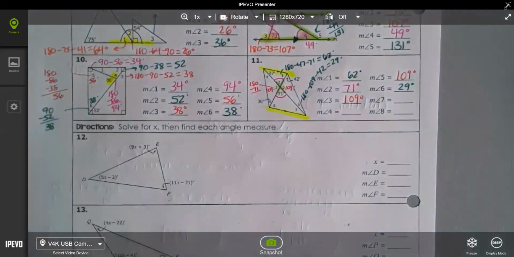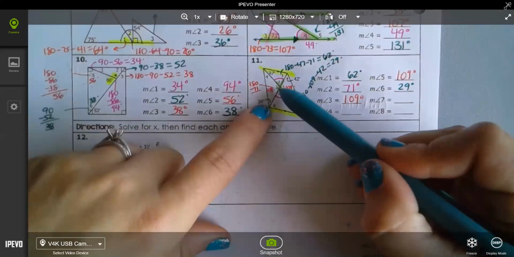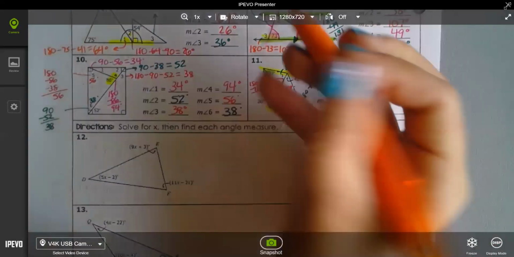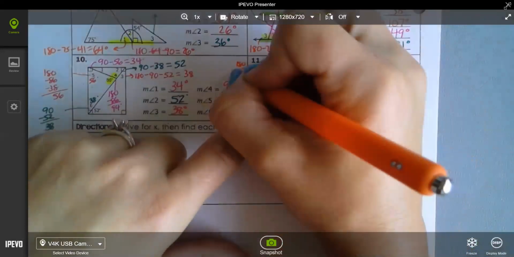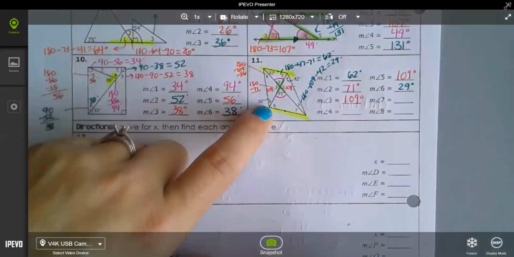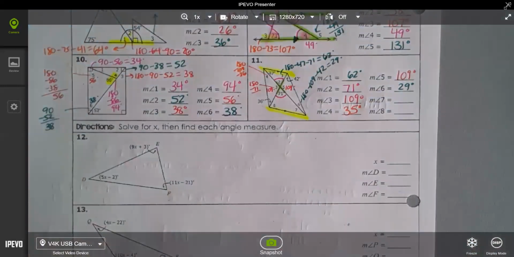All right, what else? Look at this triangle. I know 36. I know number 3 is 109. That means that I can find number 4. So 180, what did I just say? Minus 109 minus the 36. So number 4 is going to be a 35 degree angle.